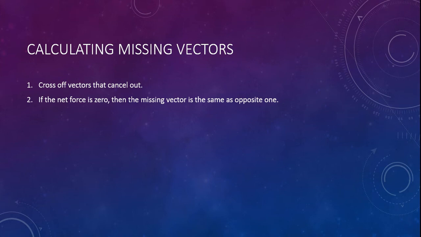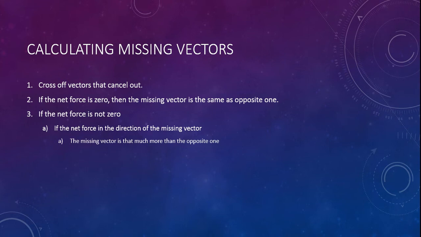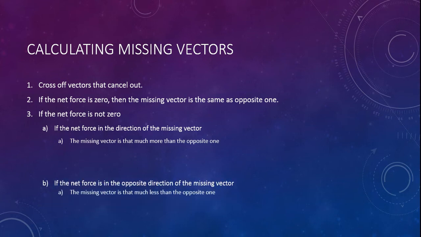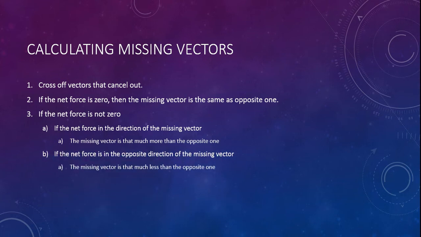If the net force is 0, the missing vector is going to be the same as the one that is opposite to it. If the net force is not 0, then we have to do a few things. If the net force is in the direction of the missing vector, it is going to be that much more than the opposite one. If the net force is in the opposite direction of the missing vector, it is that much less than the one that's opposite.